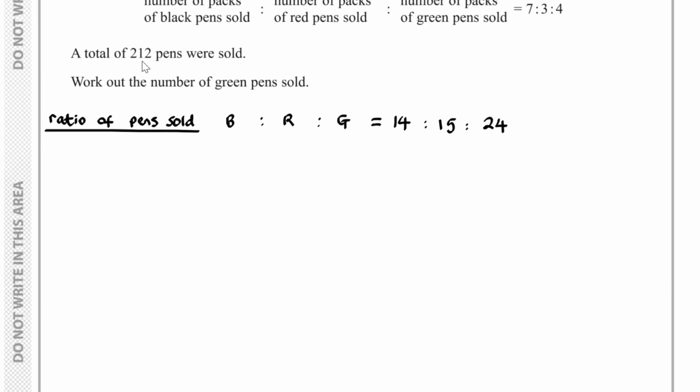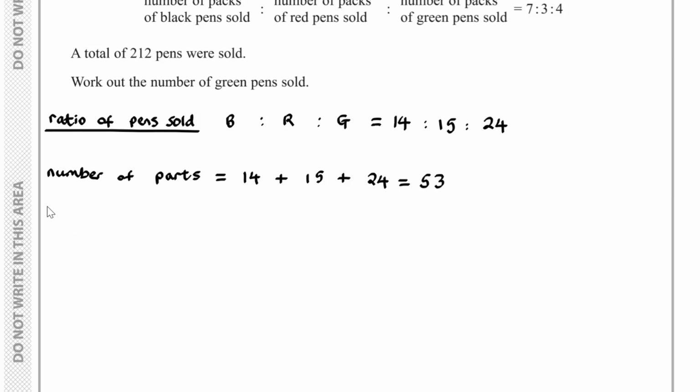Now we know that we have a total of 212 pens which were sold. So with this we can find out the number of pens per part. Before that we need to find out the number of parts we have. So the number of parts, that will be 14 plus 15 plus 24, which is 53.